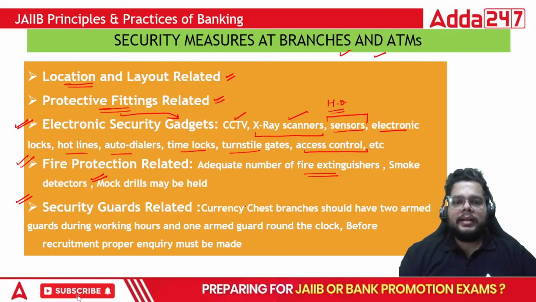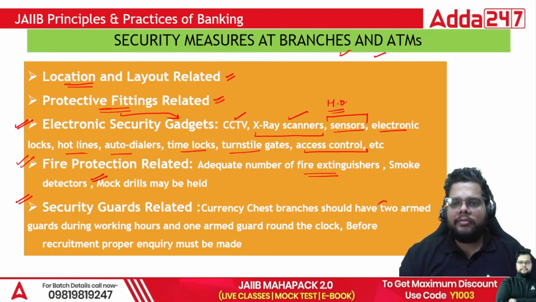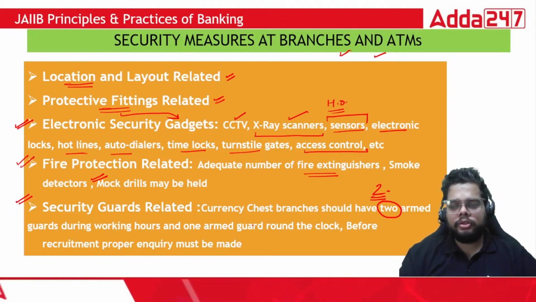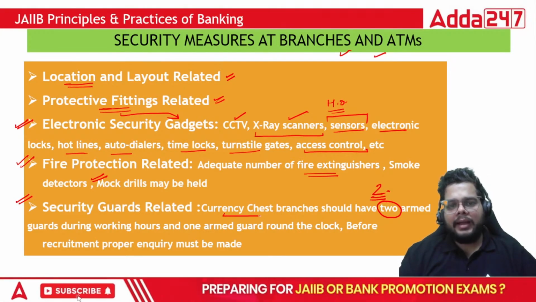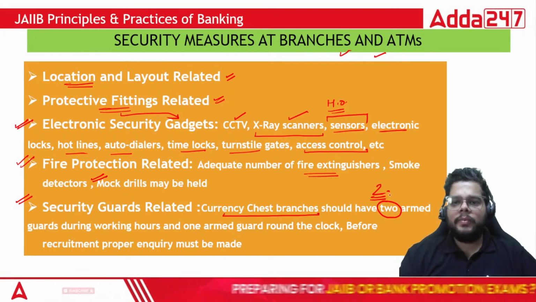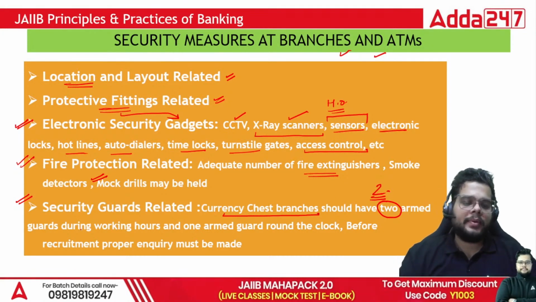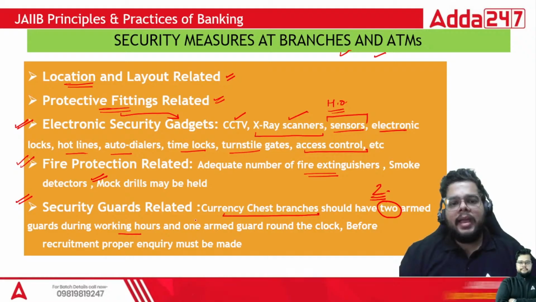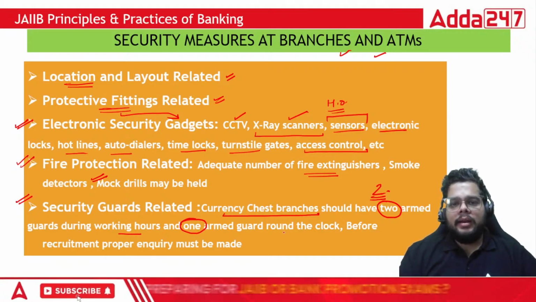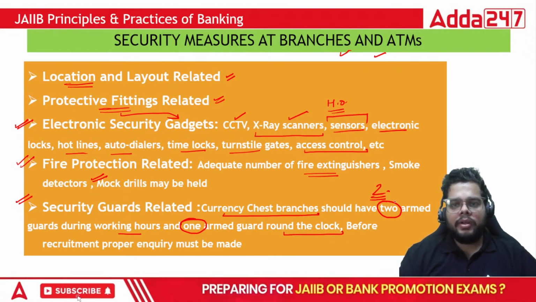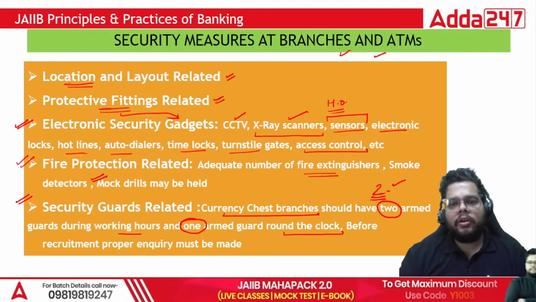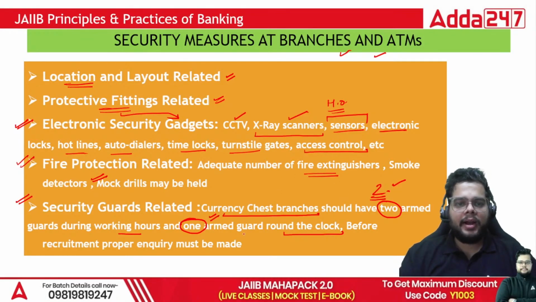Security guard related, so currency chest branches should have two armed guards. Always remember, this is important for the exam also, that the security at the currency chest branch should be double. So two armed guards must be there during working hours, and one armed guard round the clock. During working hours, how many? Two. And when we talk about 24/7, one armed guard must be there.